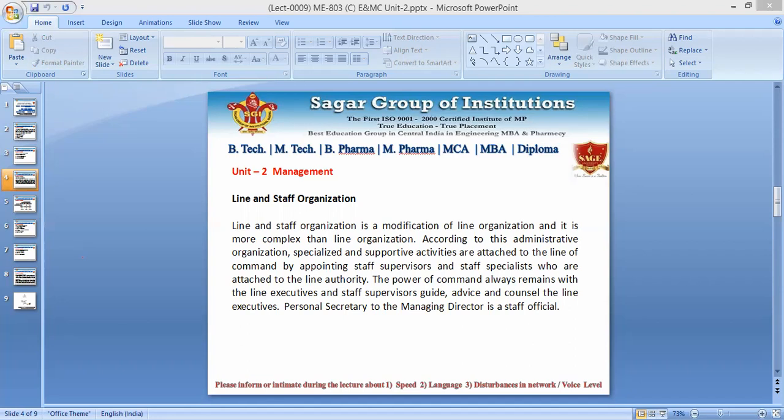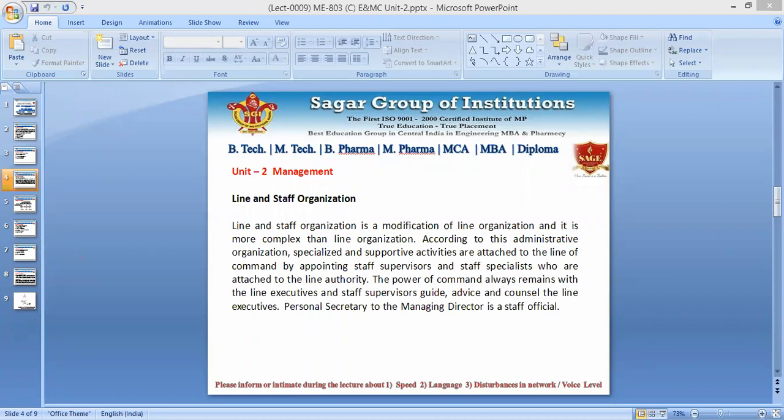So this can be like a personal secretary to the MD. It's a staff official, but many times that person, the personal secretary or personal attendant, in office hours will help in managing many of the works, or prioritize many of the works of the director. So this way it will be a better tool which helps and gives the edge over the line organization. This can happen at many positions for line managers.